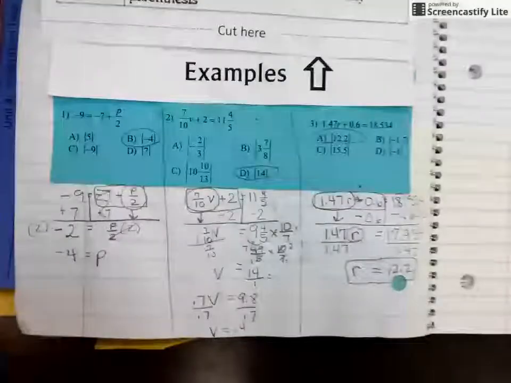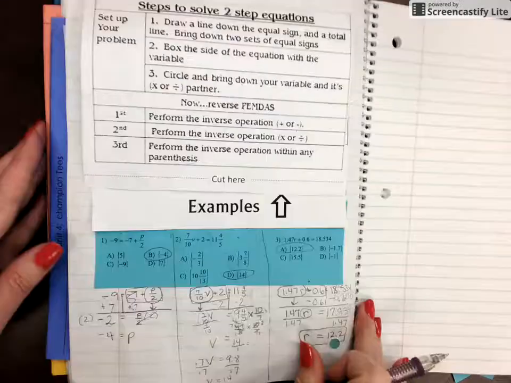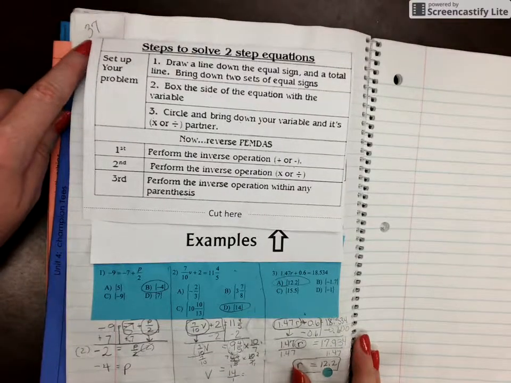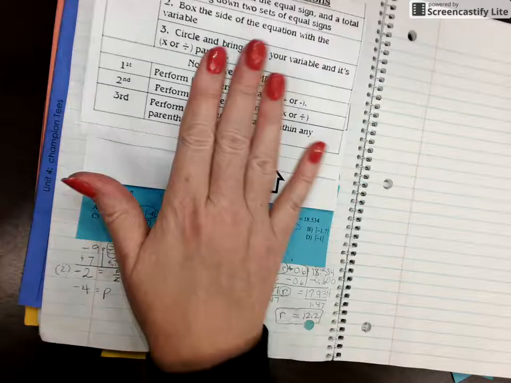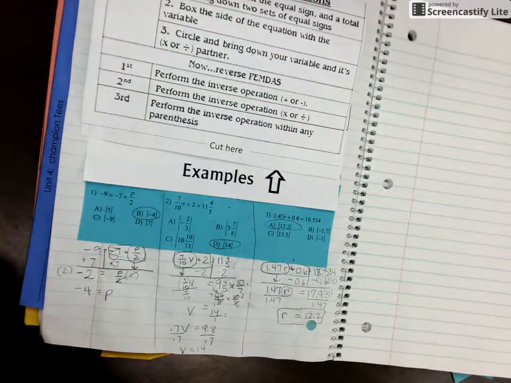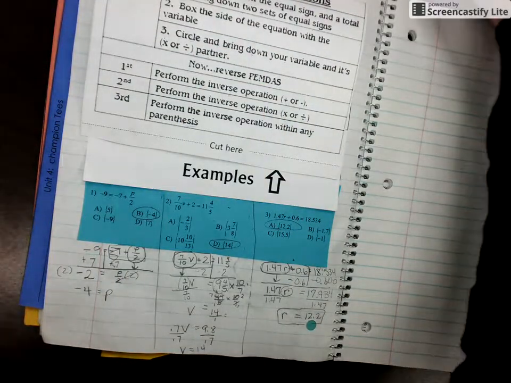And all together, be sure that you have put your number on your page and filled out your table of contents. All right. Favorite thing to teach. There it is. Two-step equations. You guys did awesome.